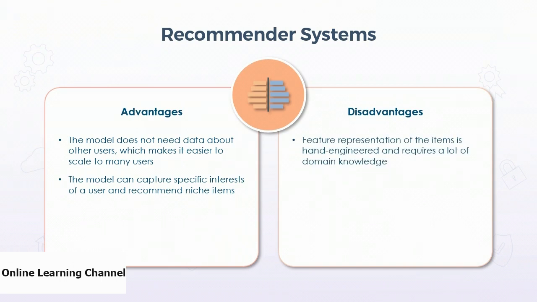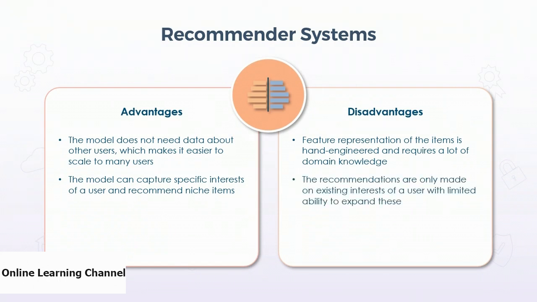Since the feature representation of the items is hand engineered to some extent, this technique requires a lot of domain knowledge. Therefore, the model can only be as good as the hand-engineered features. The model can only make recommendations based on the existing interests of the user. In other words, the model has limited ability to expand on the user's existing interests.